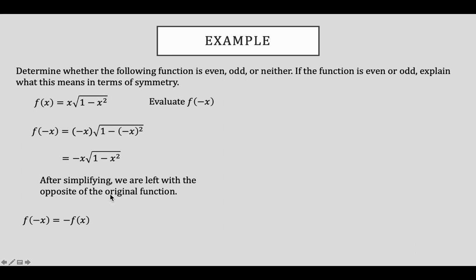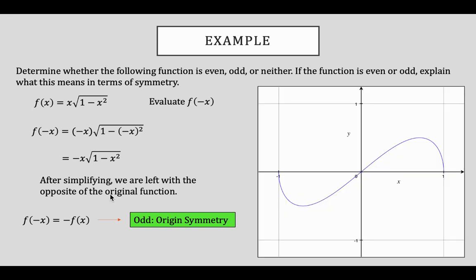So, because it is the opposite, that means that our function is odd, and odd means that it has origin symmetry. Again, if we were to graph this in our calculator, this is the shape of our graph. If we take that graph and we reflect it over the x-axis and the y-axis, we end up with the exact same image.